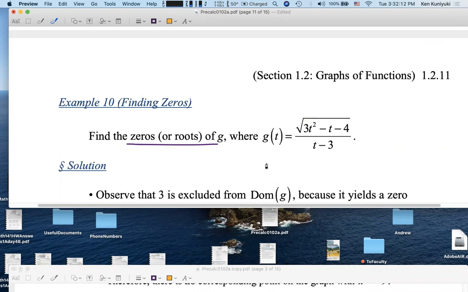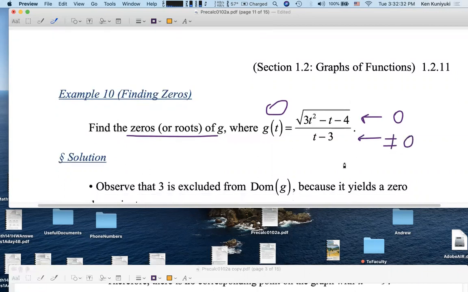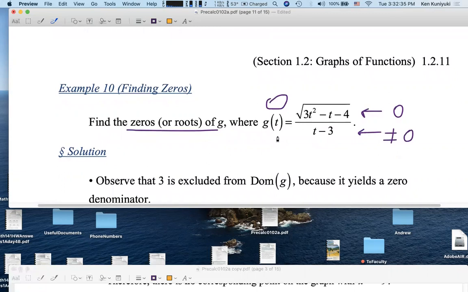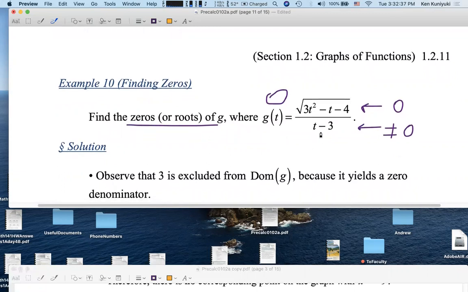To find the t-intercepts, we need to set y, this function rule, equal to 0. So when does this fraction equal 0? When the top is 0 and the bottom is not. In particular, 3 is excluded from the domain because it yields a 0 denominator.